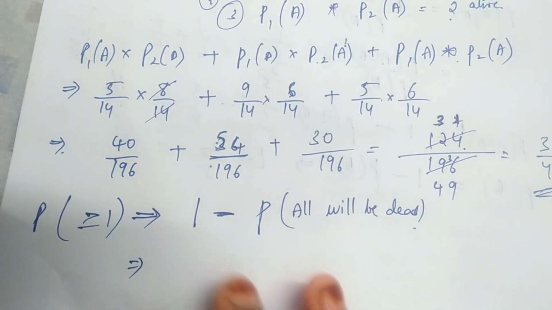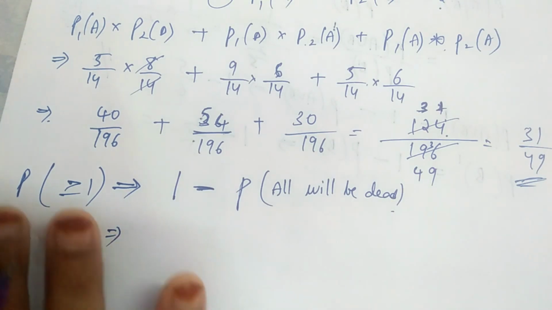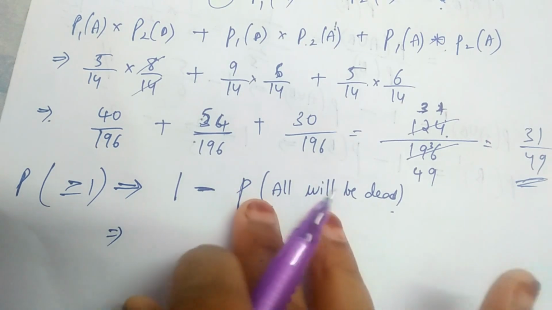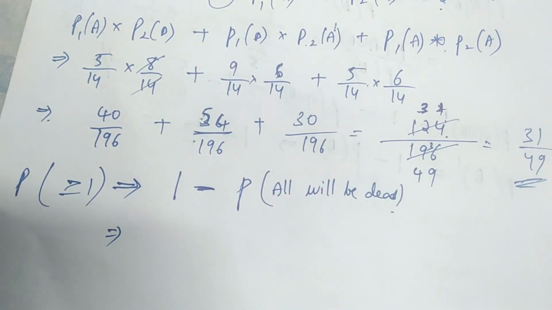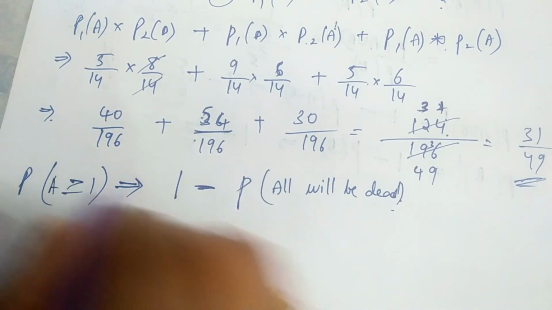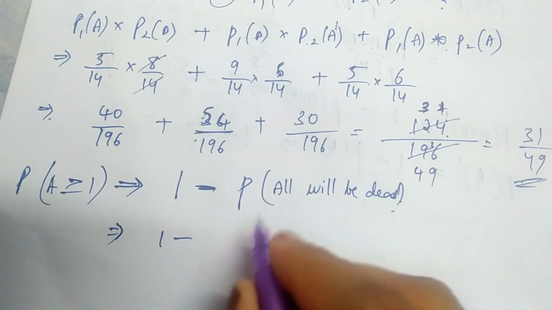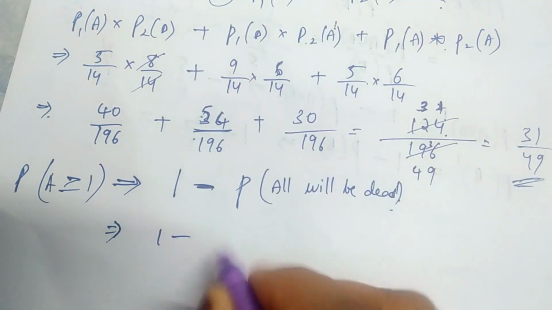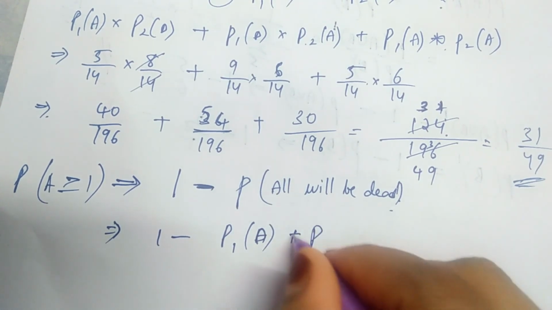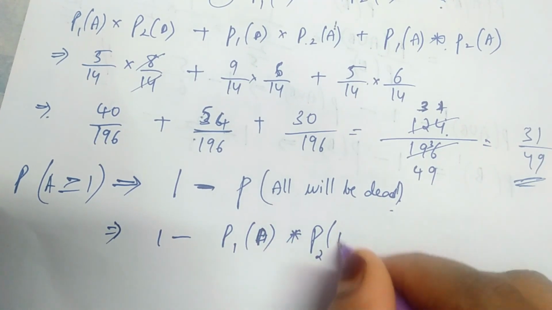Okay, so it's very simple this way. In exam, if you want to just arrive at the answer, the probability of at least something happening is equal to 1 minus the probability of nothing happening. So here, all are dead. What it means is 1 minus the probability that all are dead. All are dead means the probability of A1 being dead, multiplied by the probability of the second person being dead.